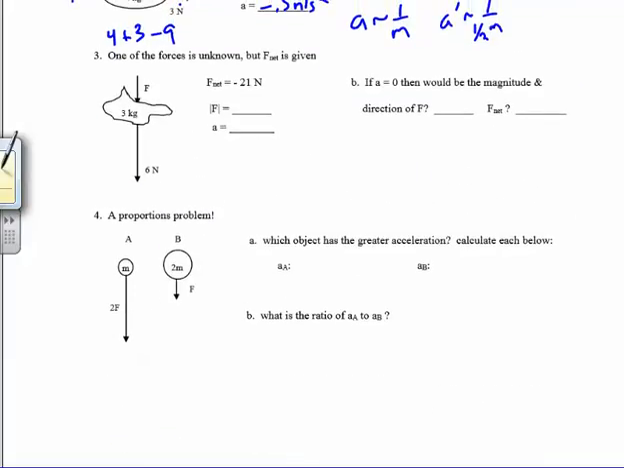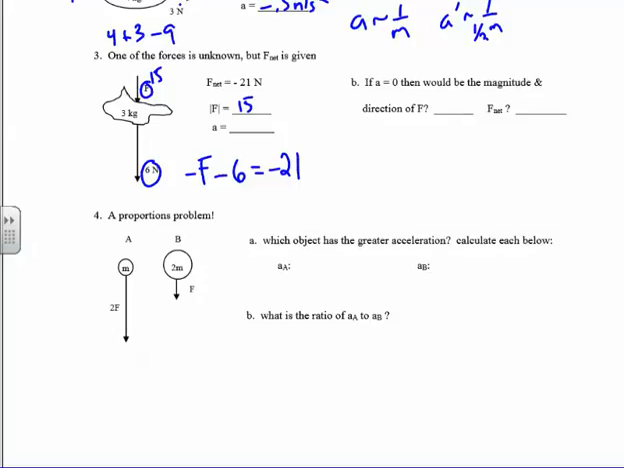All right, in this problem, we're given one of the forces unknown, but we're given F net. So what I'm basically saying here is, since these two are in the same direction, I'm going to say F plus 6 equals, actually, I got to be careful about that. I know the answer conceptually, but I want to make sure we set it up correctly. The answer, the absolute value, should be 15. Okay, 15 down. And basically what we're saying is, if down is negative, negative F minus 6 equals negative 21.